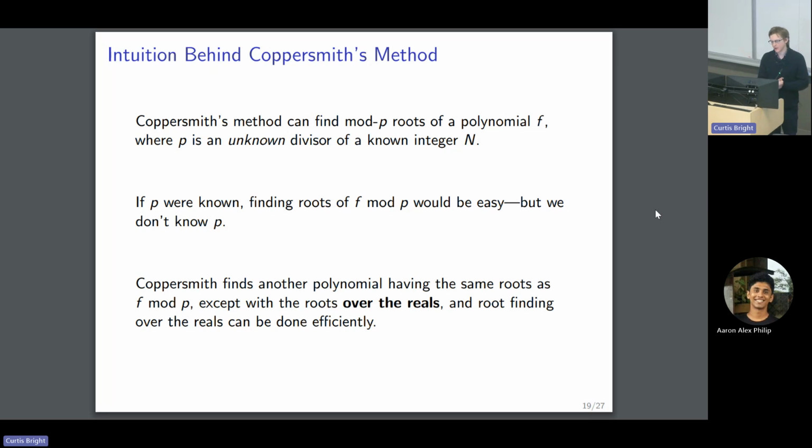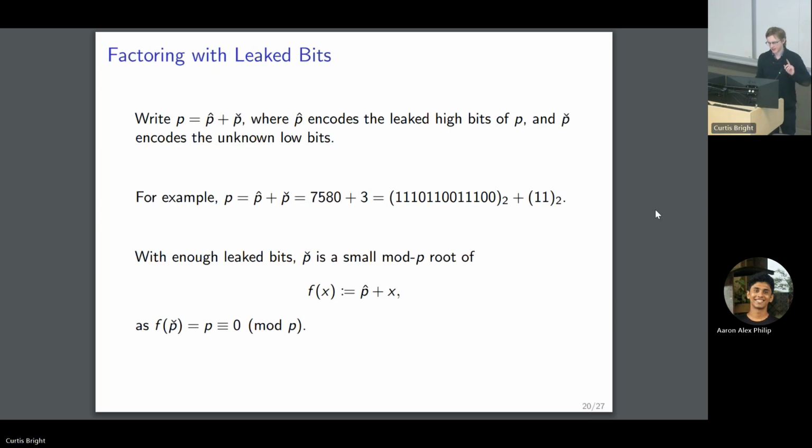So how does he do this? Basically, Coppersmith compares the problem of finding roots mod p to the problem of finding roots over the reals. He generates a new polynomial which shares all the same roots mod p, but the roots are now over the reals, and we know how to do real root finding. So it's essentially a reduction to real root finding, and also finding a short vector in the lattice. So what does this have to do with factoring? Well, you can set up a factoring with known bits problem as a root finding problem, which is shown on the slide here. Let's say p is the prime that we want to find. It consists of high bits and low bits.